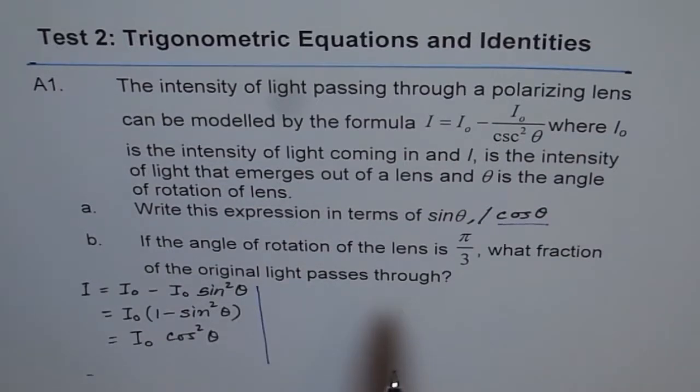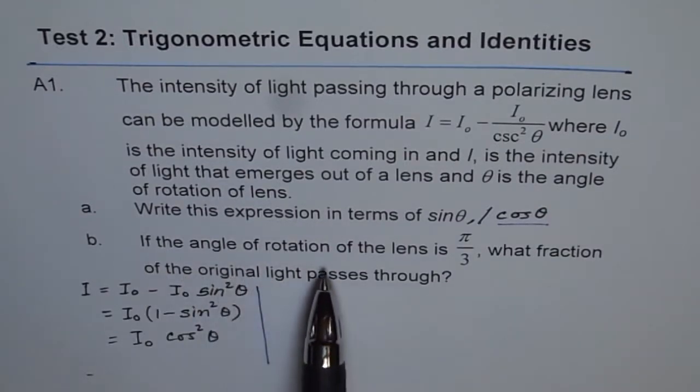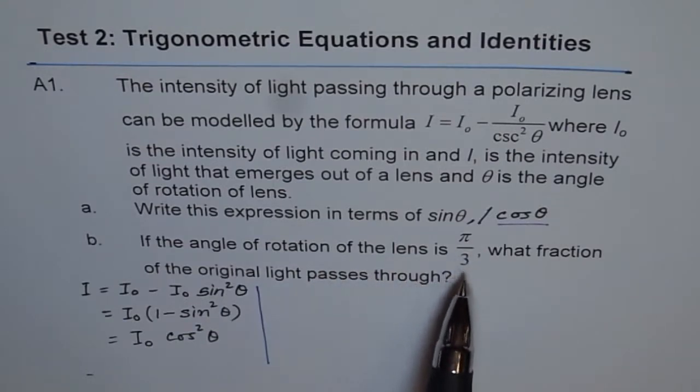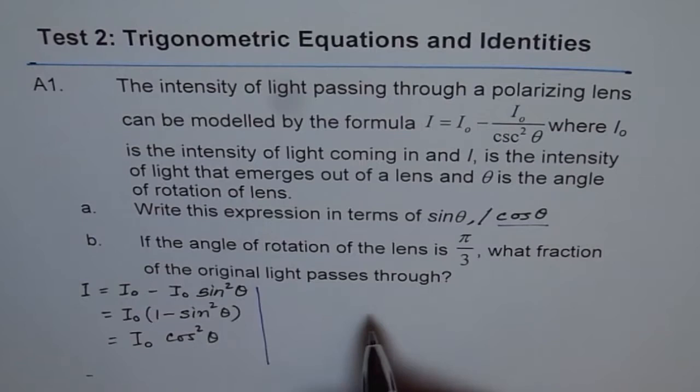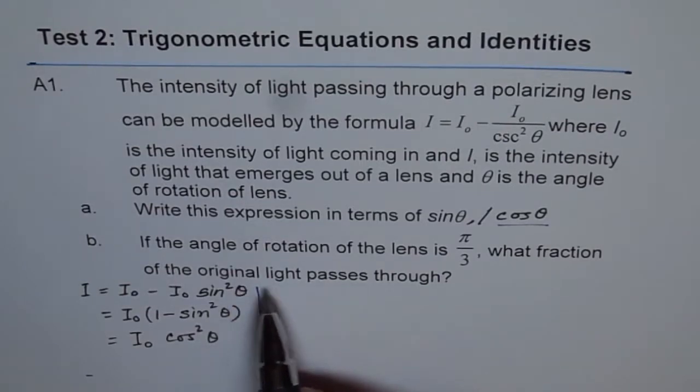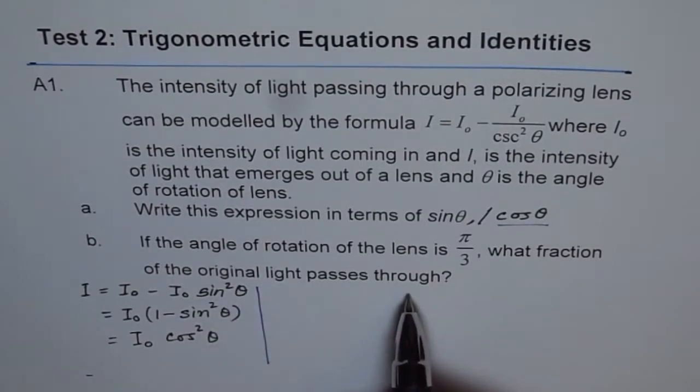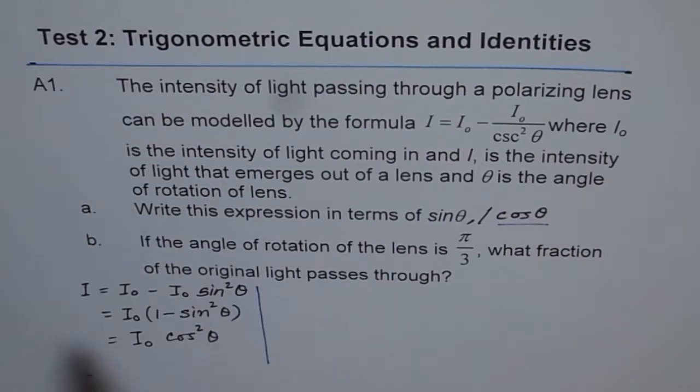Now part B is, if the angle of rotation of the lens is pi by 3, what fraction of original light passes through? Sometimes I've seen students making a mistake here. They don't really write the fraction. So you have to write in the fraction what fraction of original light passes through, correct? Best way to do it is very simple. Once you get this formula, plug in pi by 3 here.